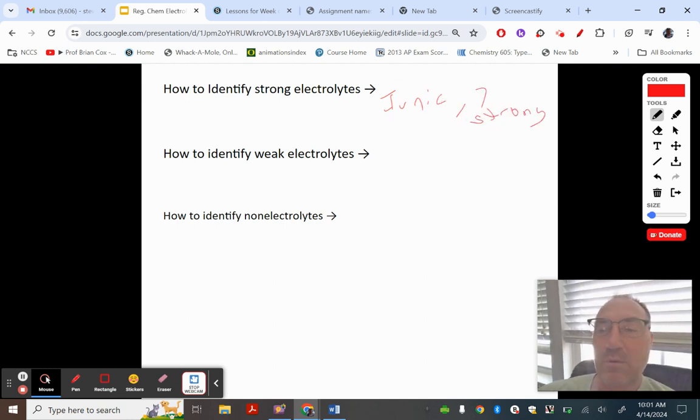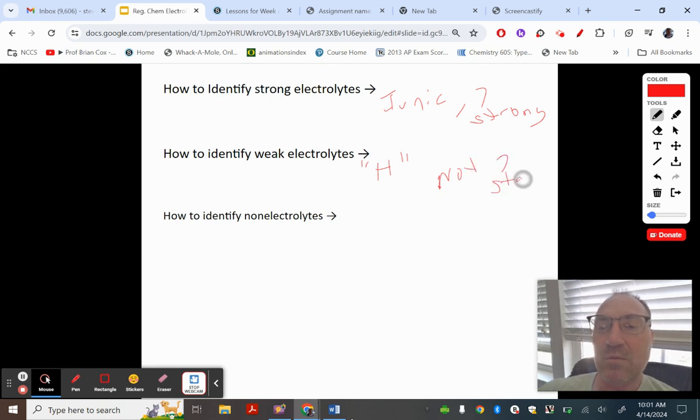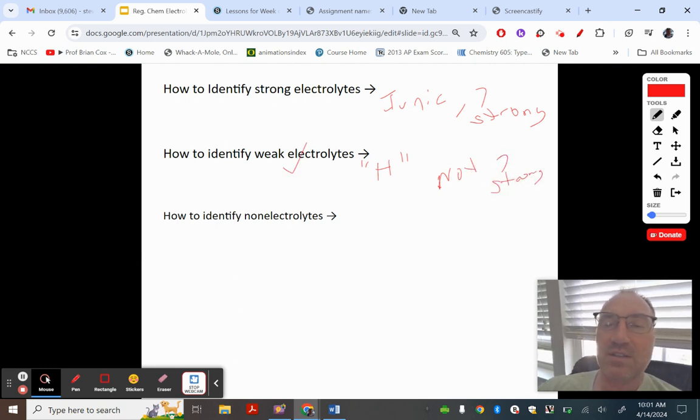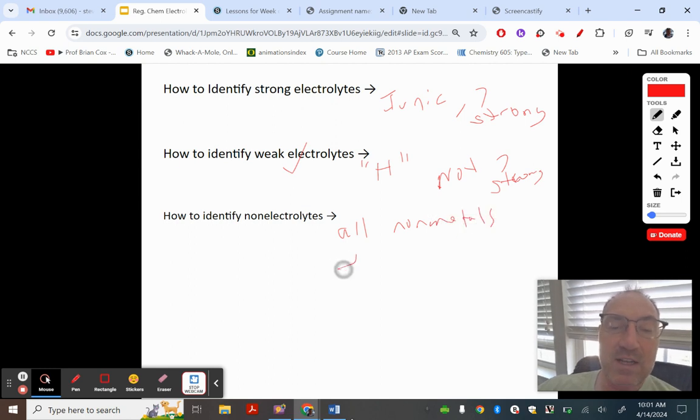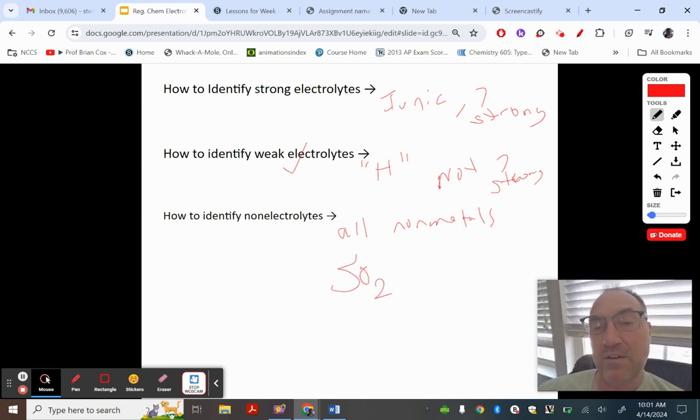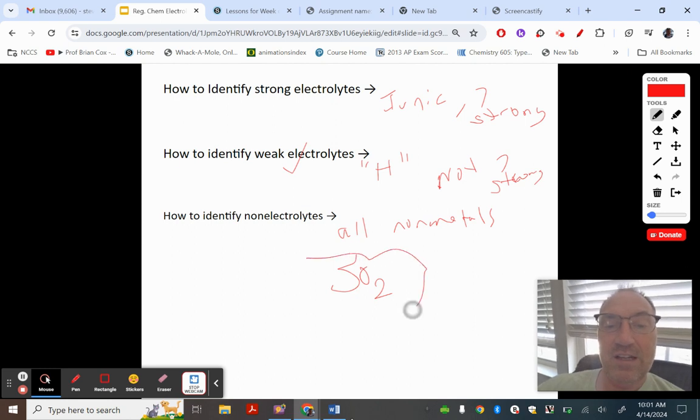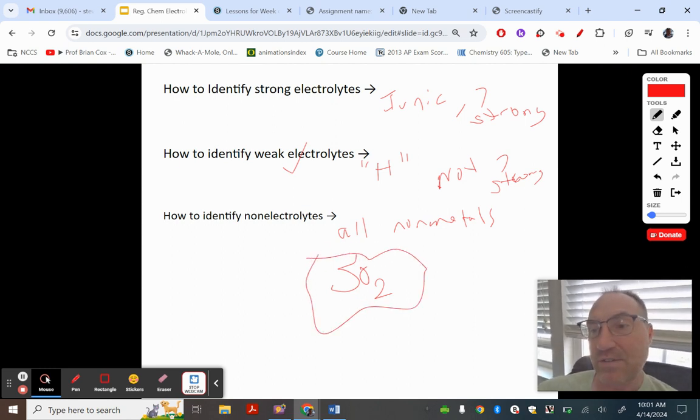Okay, weak. If it starts with H and it's not one of the 7 strong acids, it's weak. So most acids are actually weak electrolytes. And then these are all nonmetals. So for example, if you asked about SO2 dissolved in water, it's a non-electrolyte. These are all non-electrolytes, so it does not conduct electricity.